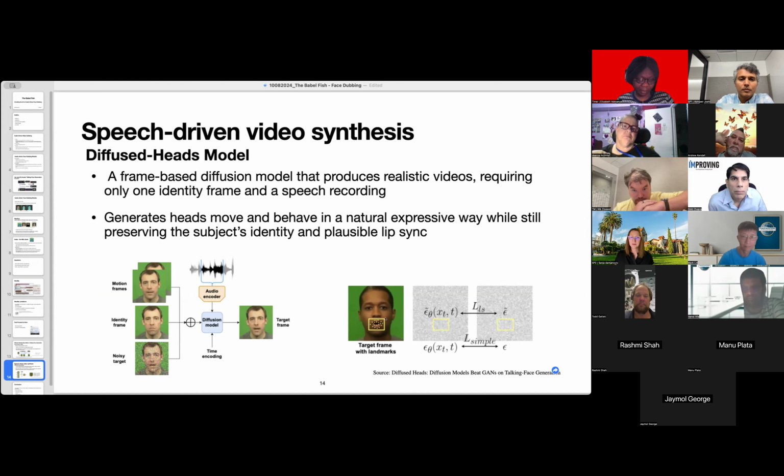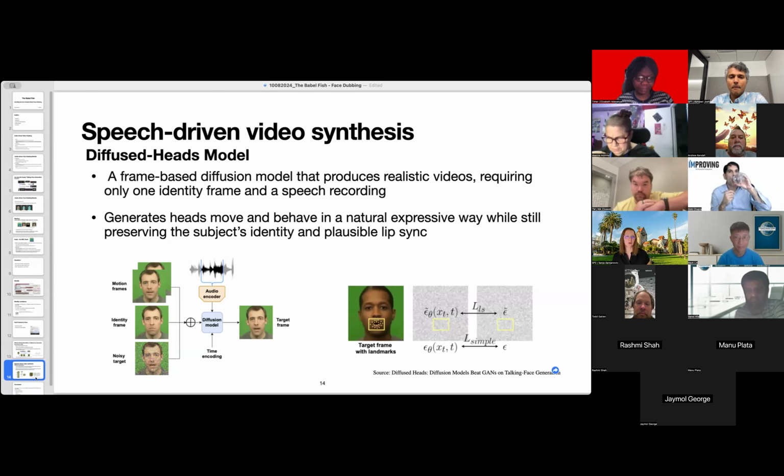Additionally, what was a novelty here is that they observed lip landmarks that are well known from the previous era of facial lip syncing and recognition, and applied them as a constraint to this diffusion model.